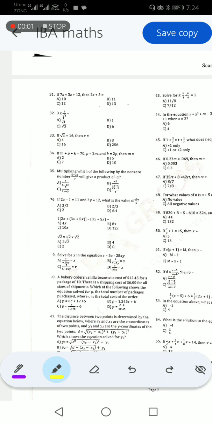Hello viewers, in this lecture we're going to cover MCQs number 31 up to MCQs number 40. This is the most fun part of IBA mathematics. I hope that you are also enjoying. If you have a look at question number 31, that is pretty easy. It is related to the question that we did in the previous lecture.